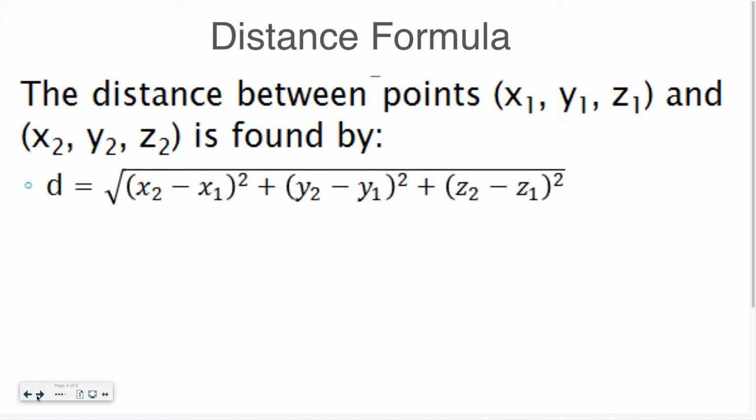The distance formula for 3 space looks pretty similar to the distance formula in 2 dimensions, doesn't it? All we have to tack on is this z minus z squared right here. It's the exact same formula with just a 3rd dimension.